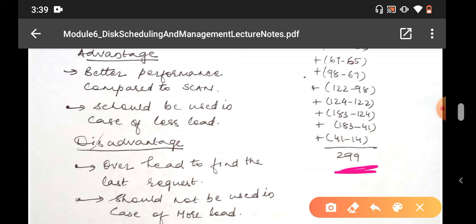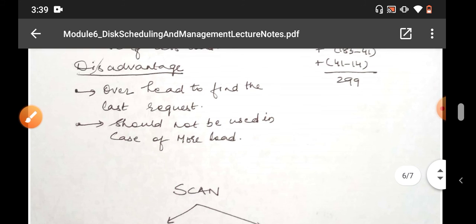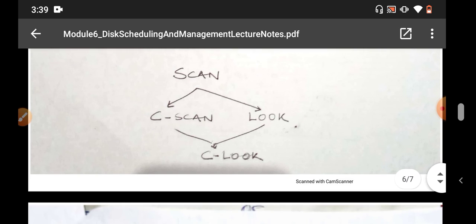Advantages: better performance compared to scan, should be used in case of less load. Disadvantage: more head overhead to find the last request. Obviously, because it depends on the last request how much it has to go to the other end. On runtime, there may be multiple IO requests coming, so that again is a problem. Should be used in case of more load. So now we have an improved version.